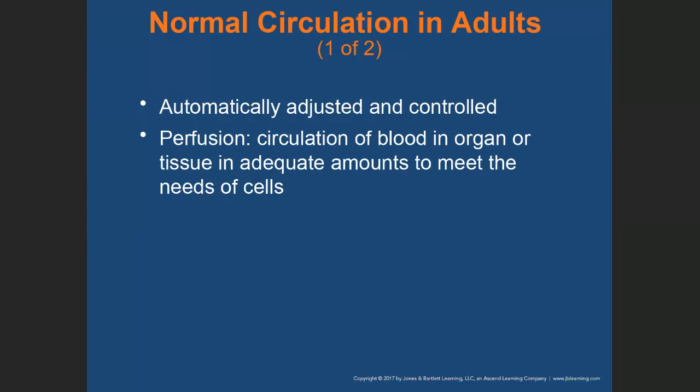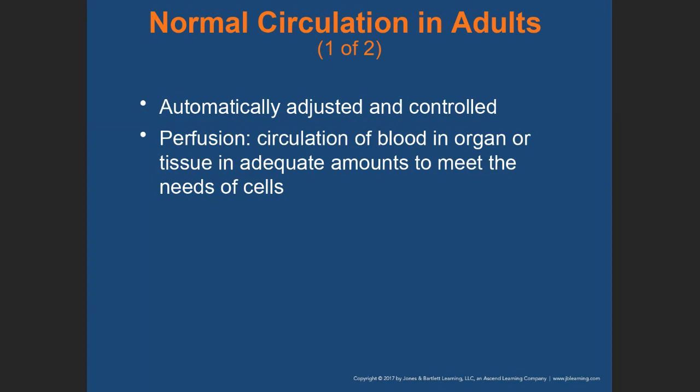So what the body does is it adjusts the diameter of the blood vessels in different areas of the body to maintain a pressure that is sufficient to do whatever task an individual is carrying out. Now, what does that mean? It means that if an individual is lying down, their blood pressure will not be the same if they are sitting upright, standing, walking, running, exercising. So the blood pressure adjusts based on the activity.